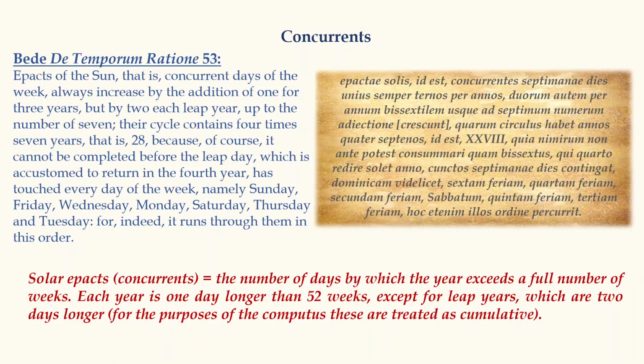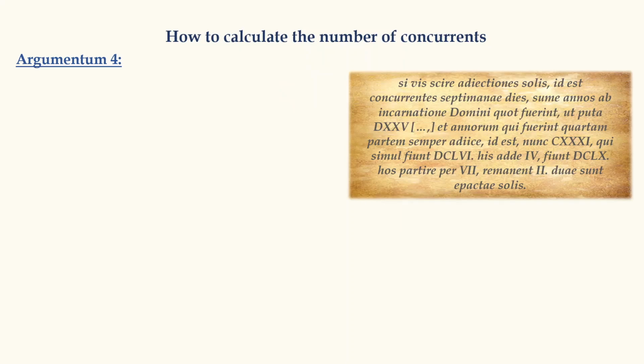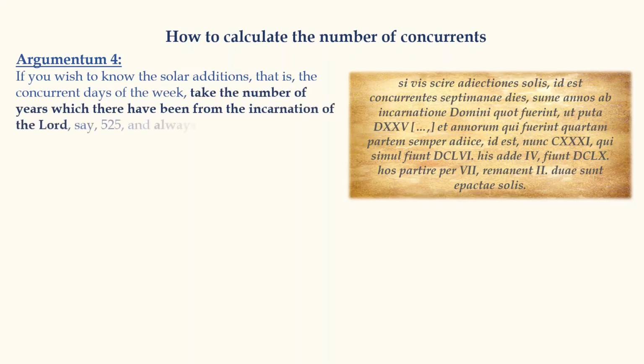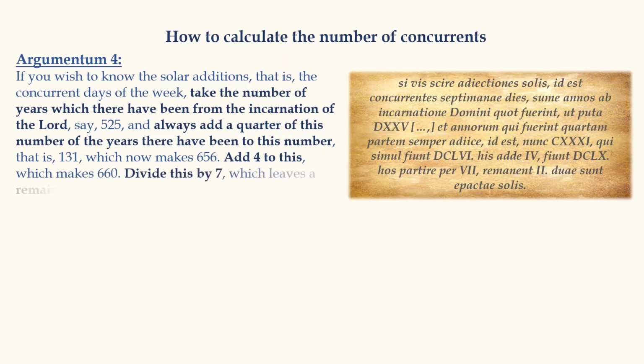So instead of worrying about memorizing them, let's work out how to calculate them. And we're back to Dionysius here. "If you wish to know the solar editions, that is, the concurrent days of the week, take the number of years which there have been from the incarnation of the Lord, say 525, and always add a quarter of this number of the years there have been to this number, that is 131, which now makes 656. Add 4 to this, which makes 660. Divide this by 7, which leaves a remainder of 2. There are 2 solar epacts."